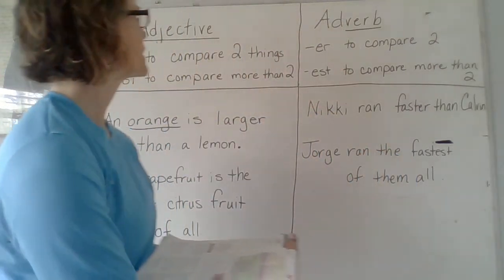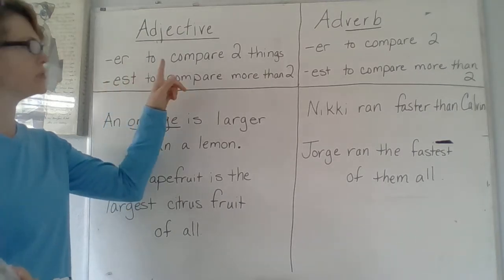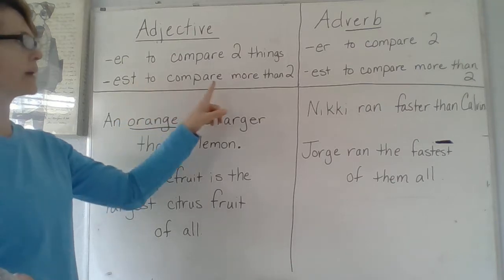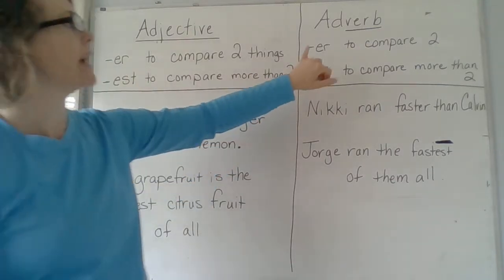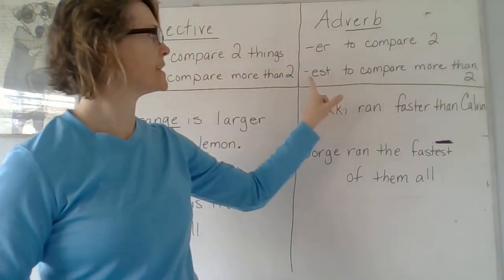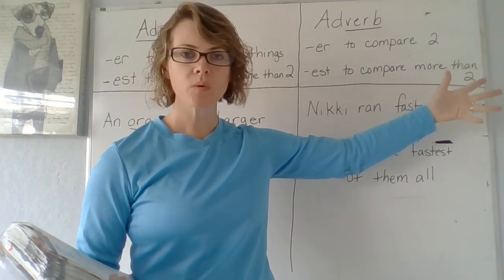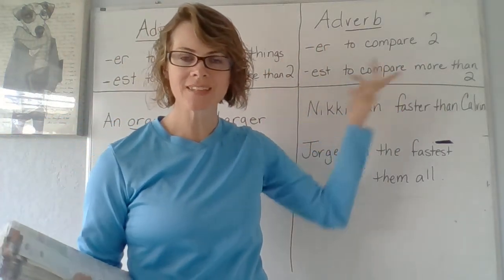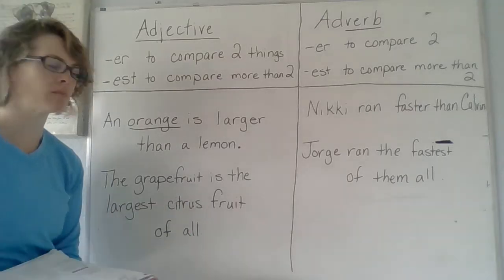Let's take a look. For adjectives, it says use the suffix er to compare two things, and est to compare more than two things. Let's look at the adverb one. Adverbs use er to compare two things, use est to compare more than two things. The rule's the same whether you're doing an adjective word or an adverb. Isn't that nice? The same rule. I like that. So let's see what this actually means.